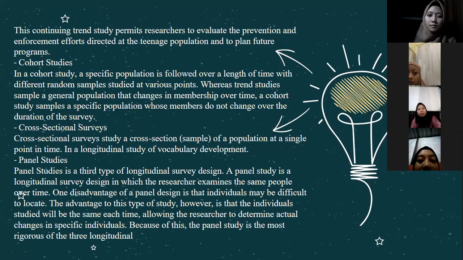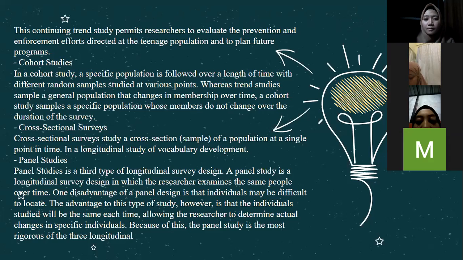In a cohort study, a specific population is followed over a length of time, with different random samples studied at various points. Whereas trend studies sample a general population that changes in membership over time, a cohort study samples a specific population whose members do not change over the duration of the survey. Second, cross-sectional surveys. Cross-sectional surveys study a cross-section or sample of a population at a single point in time.